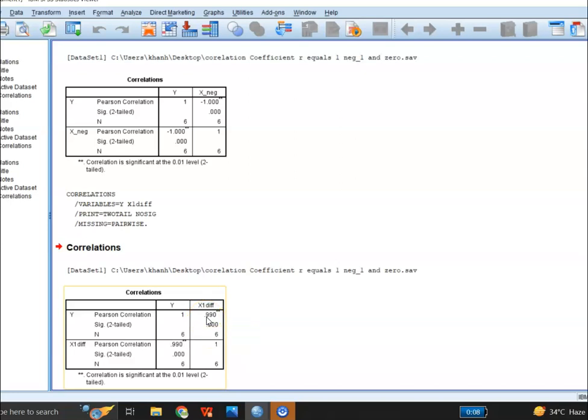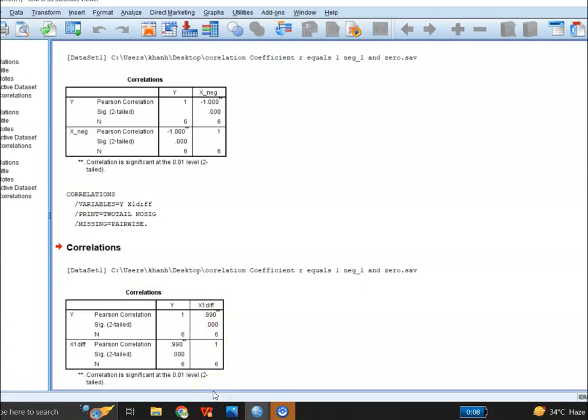So it means if there is at least one value different from the other series or the other variable, then the value of the correlation coefficient will not be equal to 1. So by changing only one value, the correlation coefficient decreases from perfect positive correlation to 0.99, although the significance level is still 0.01. So there is high correlation between x and x1 diff.